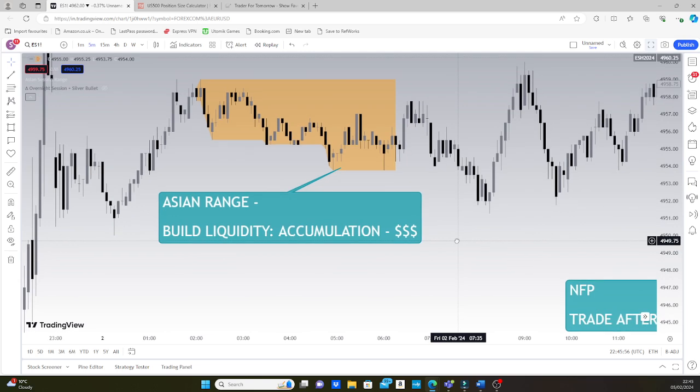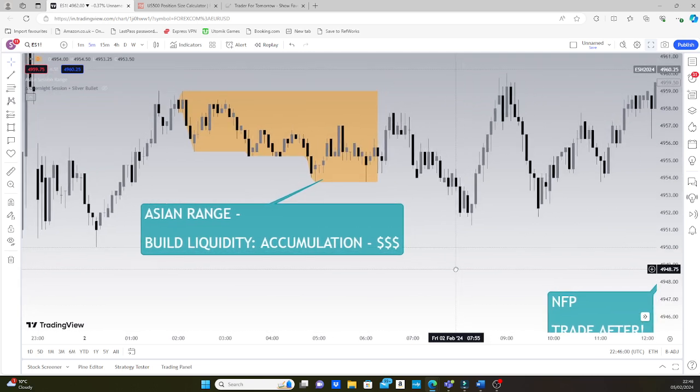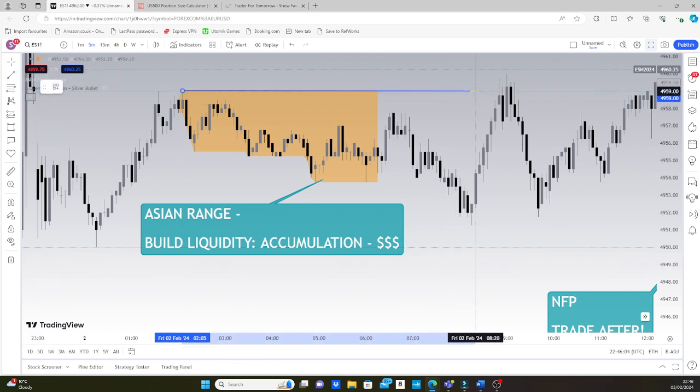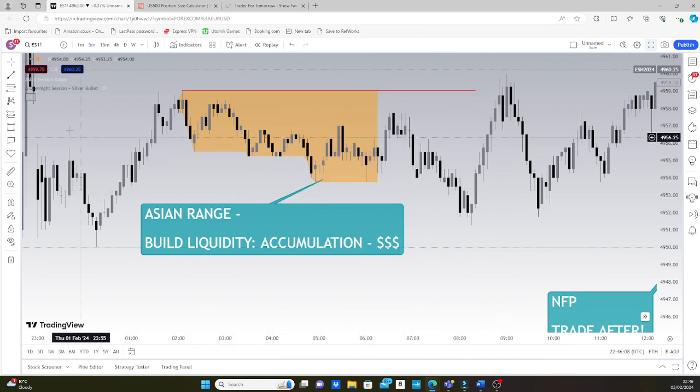So it builds liquidity, and the two points of the range that we're going to be interested in as traders and as analysts are simply the Asian high, marked out with one red line, and the Asian low, marked out with another red line. The Asian high and Asian low are our go-to points when it comes to understanding manipulations of this range. The high and the low are important.